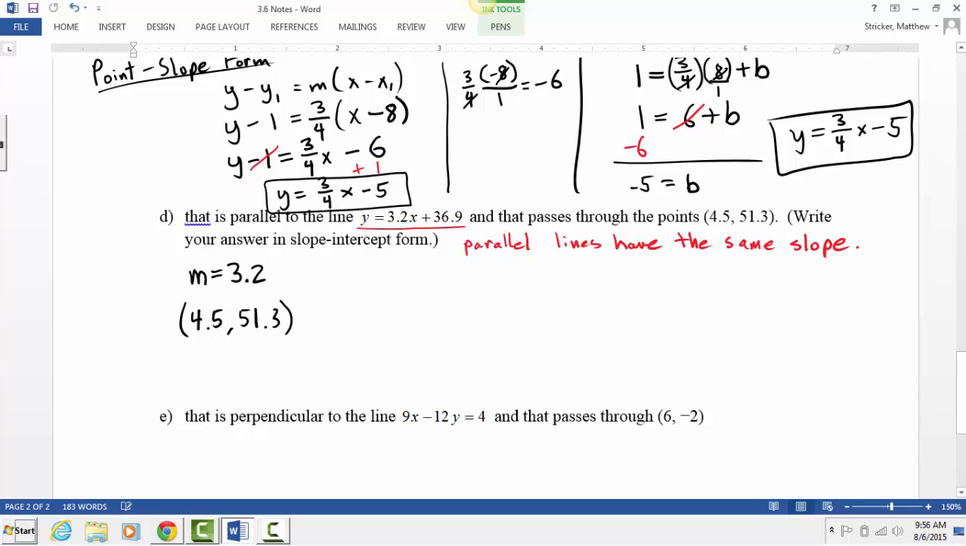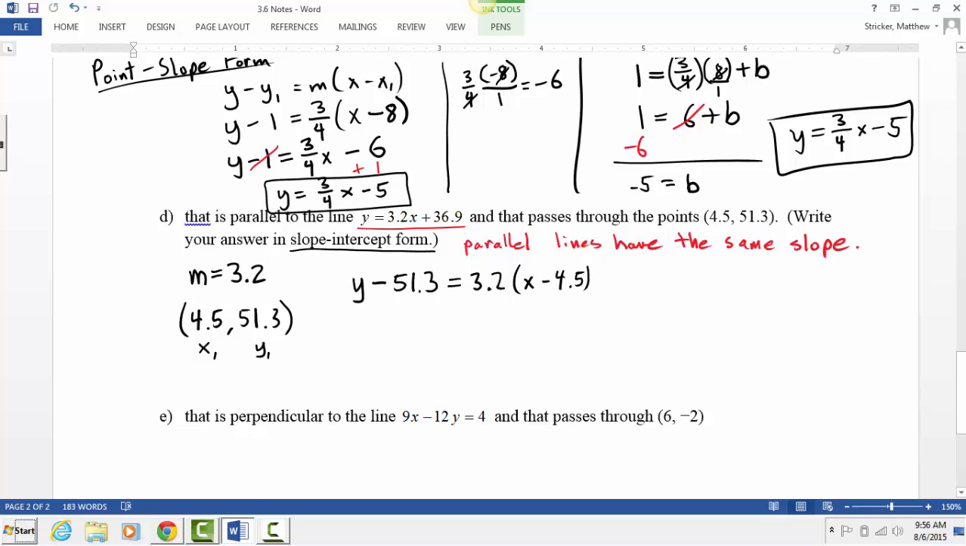You can go ahead and use point-slope form. We have y minus y1. What's y1 going to be? 51.3. Then we have m, which is 3.2, times x minus x1, which is 4.5. Again, we want this answer to be in slope-intercept form, so we need to solve for y.